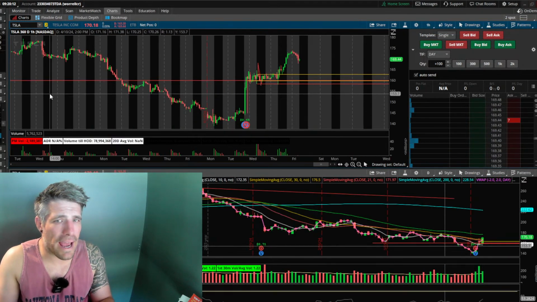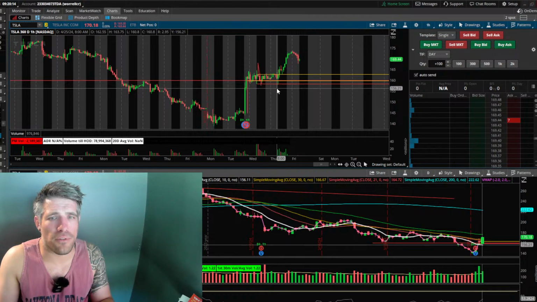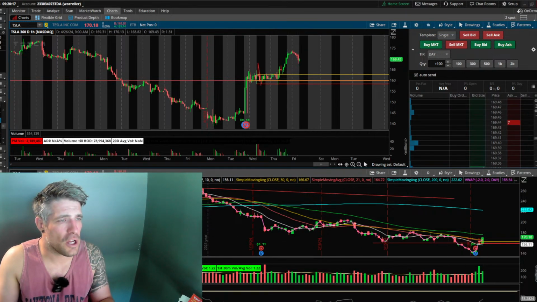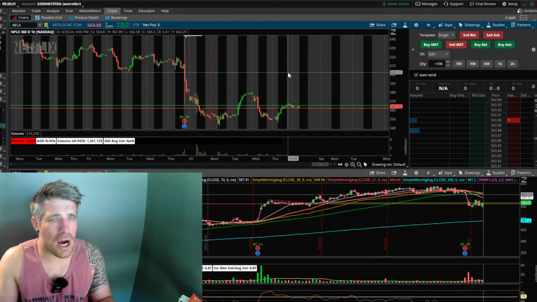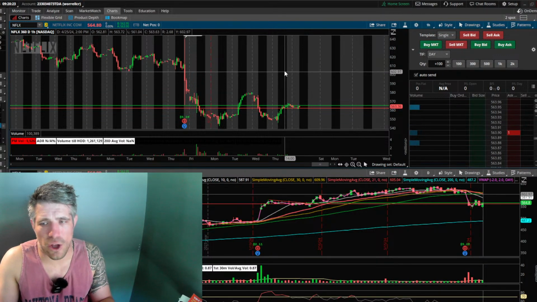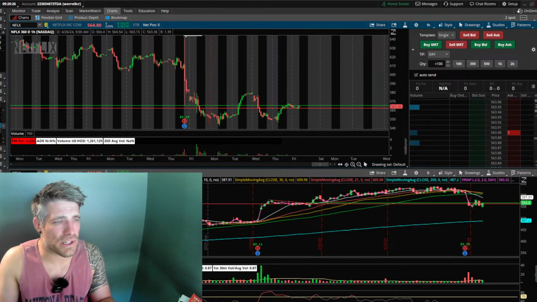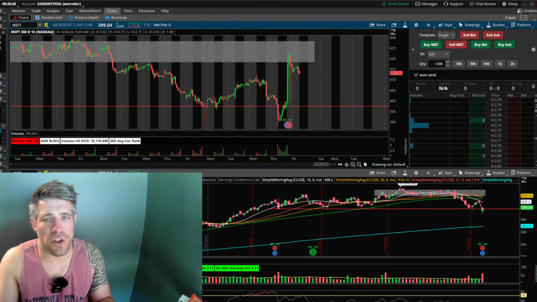Tesla pulling back after a 10% move off of these lows. Absolutely beautiful move to the north side. Now pulling back about 3% of that 10% move. Netflix is just trading sideways at these lows, still under a lot of resistance above. Microsoft, though, now pulling back.